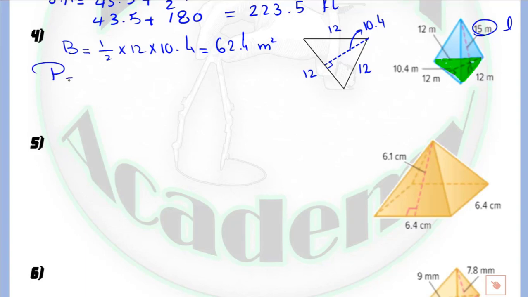To find the perimeter of the base, you will find that all of the sides are equal, so it will be 12 multiplied by 3. The answer will be equal to 36. And the slant height is equal to 15. Now we need to find the surface area.